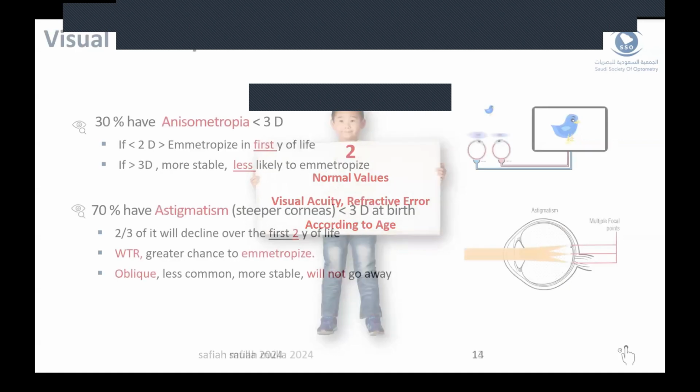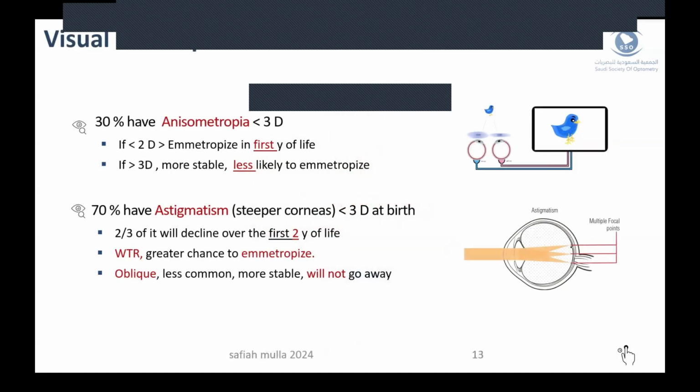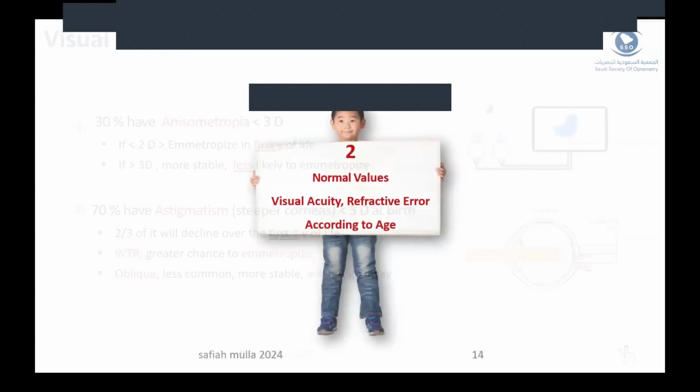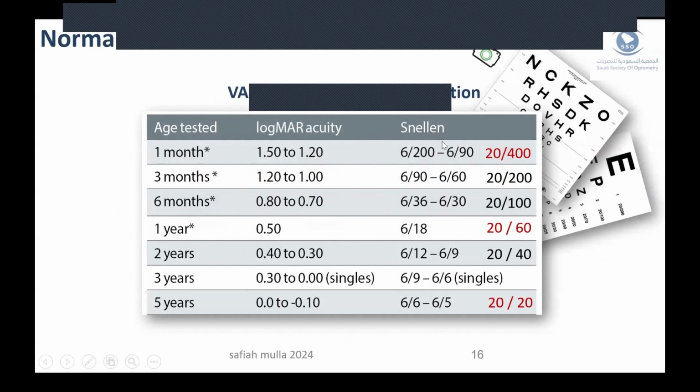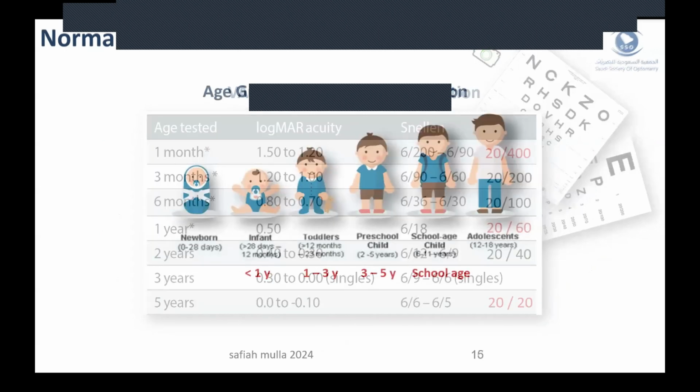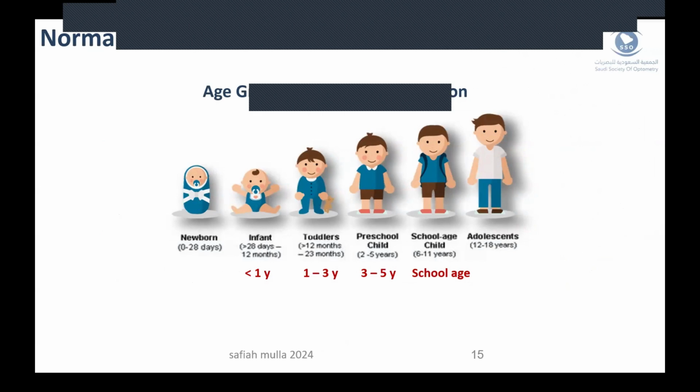So that's the future of the visual system of children, especially in the first 5 years of life. We also need to know the normal values of visual acuity and refractive error according to age. The age groups that we're going to talk about are less than 1 year, 1 to 3, 3 to 5, and school age children.